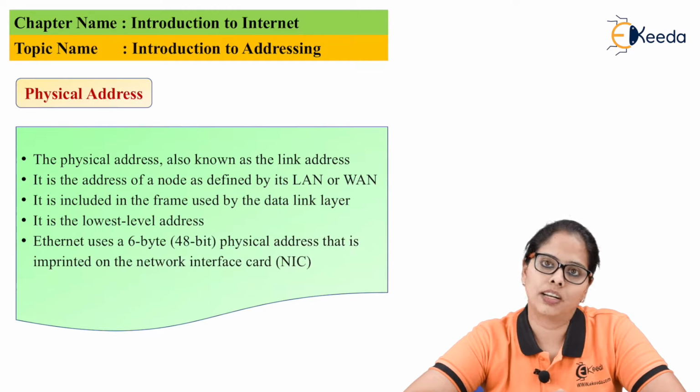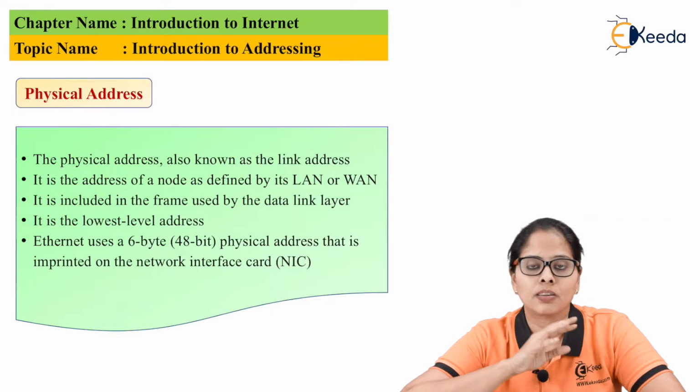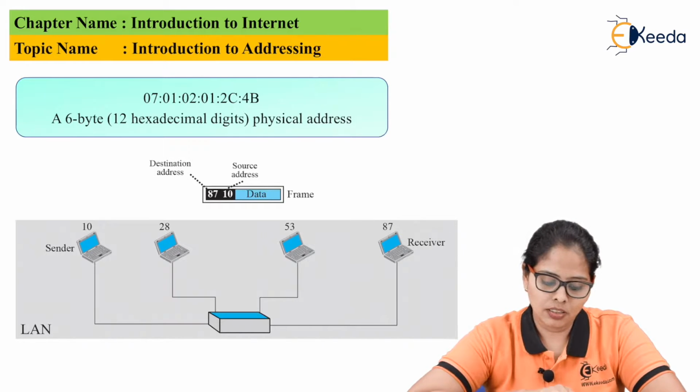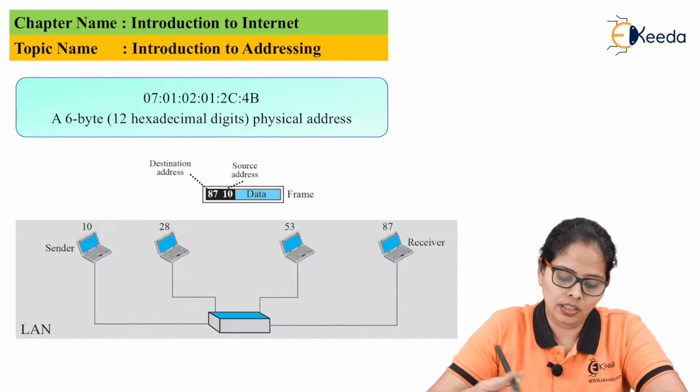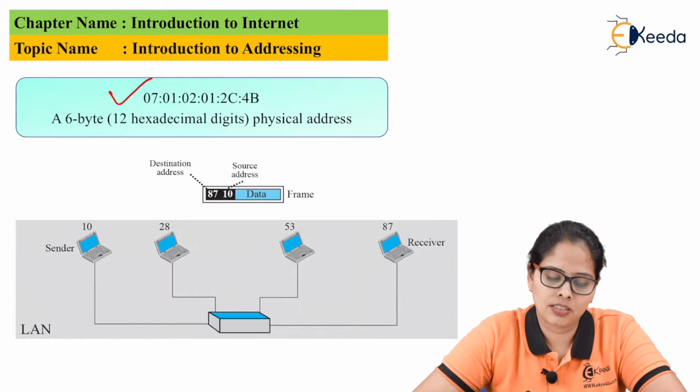It is the lowest level address. This addressing is done at the second level, that is the data link layer. So this is called the lowest level address. Ethernet uses a 6 byte physical address that is imprinted on the network interface card. Basically the physical address we can find on the network interface card, where it is imprinted. We can't change it. Now let us take an example. This is the address which denotes the physical address. Can you see it is a 6 byte physical address?